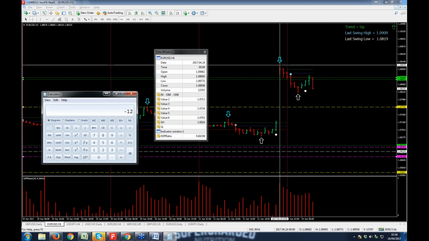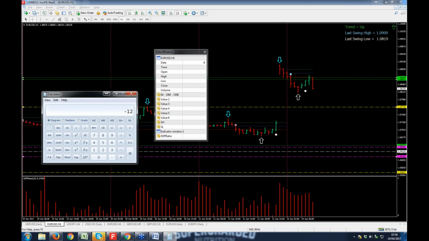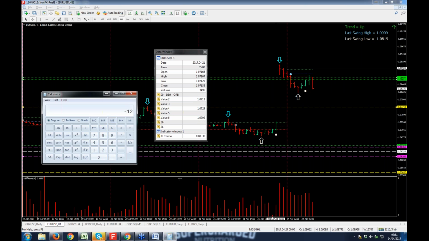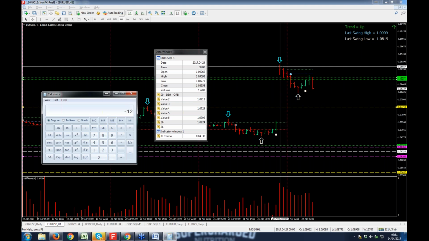So what we're looking for is 12 pips from the open, and from the close we're looking for an additional 12 pips. We'll multiply this figure by 2, which is going to make us 24. 24 pips from the open, 10906. So looking at this from the open, this is really important.